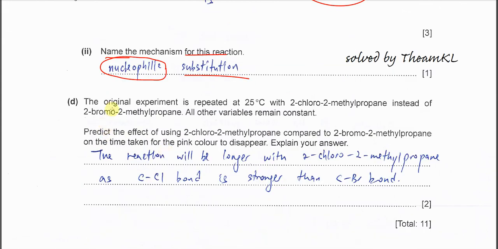Okay, D. The original experiment is repeated at 25 degrees C with 2-chloro-2-methylpropane. So instead of 2-bromo, now we use 2-chloro. Okay, so we know that the C-Cl bond is much stronger than the C-Br bond. So the C-Cl bond is hard to break. Hard to break means it needs more energy. EA is higher. That's why the reaction with this compound will be slower.